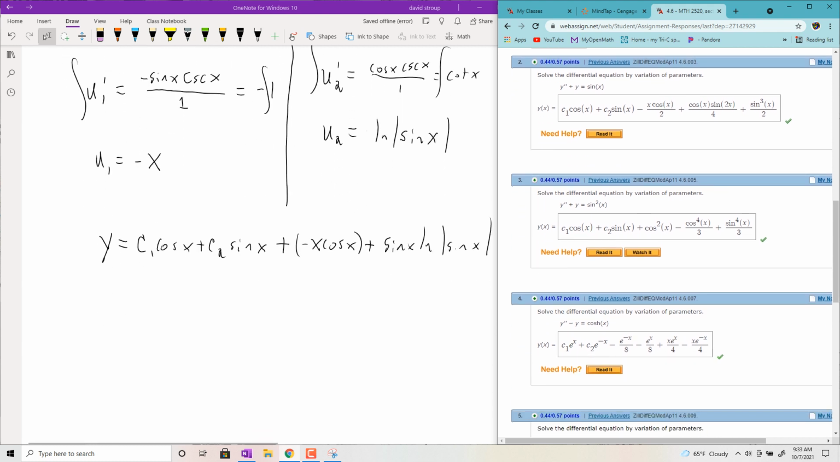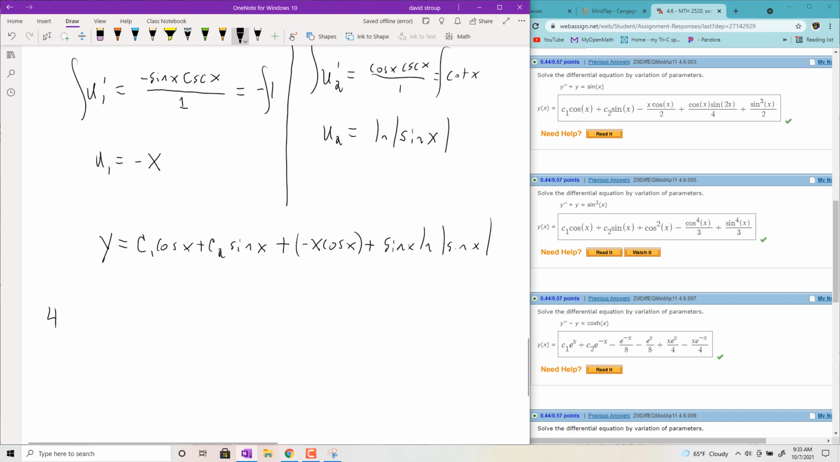So not too bad. Let's look at number 4, which looks kind of annoying. We have y double prime minus y is cosh of x. In this case, I'm going to rewrite cosh to make my life a little bit easier. Maybe that'll be easier. Maybe not. Well, let me think about it.